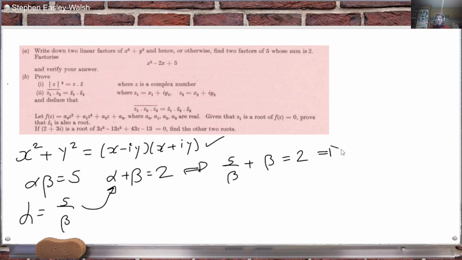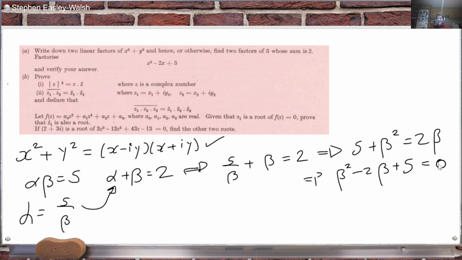So that means if you multiply by beta, you get 5 plus beta squared equal to 2 beta. So that means you get beta squared minus 2 beta plus 5 equals 0. I see. So that's why it says hence or otherwise find the two factors whose sum is 2 and then factorize that. So by solving here for beta, and then we get the alpha. Okay, yeah, all right.